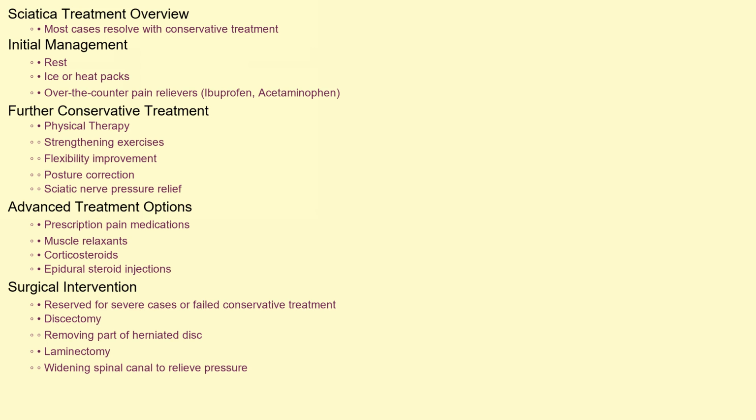Surgery is usually reserved for cases where conservative treatment fails to provide relief, or if there is significant nerve compression causing severe weakness or loss of bowel or bladder control. Surgical options include discectomy, which involves removing part of a herniated disc, or laminectomy, which involves widening the spinal canal to relieve pressure on the nerve.